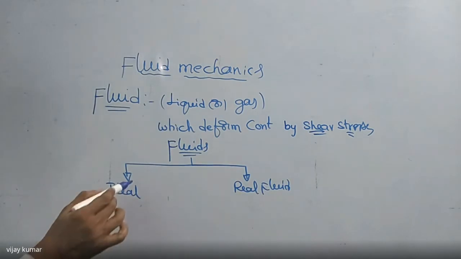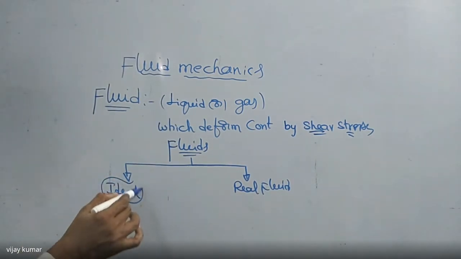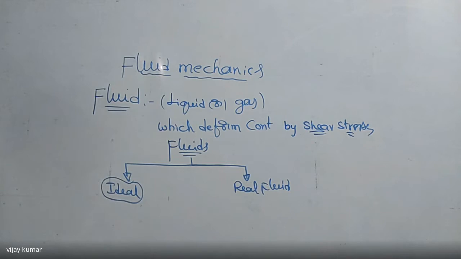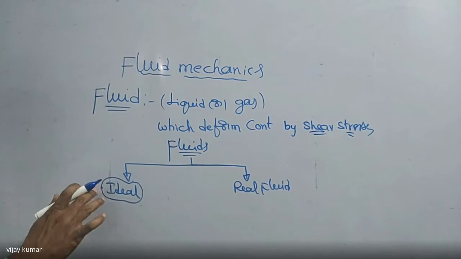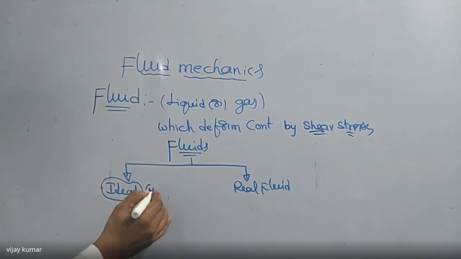But there is no ideal fluid in our nature. It does not have any viscosity. It does not have any surface tension. It does not have any capillarity properties. That means simply we can say it does not have any viscosity and surface tension. So that fluid does not exist in our nature. That means this fluid does not have any losses.